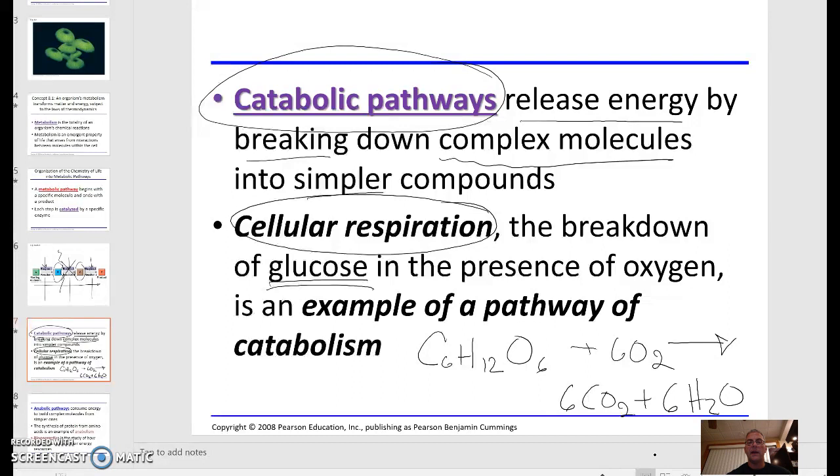If you compare this molecule of glucose with these molecules of carbon dioxide and water, it would be fairly obvious that glucose is a bigger, more complex molecule. So whenever you're taking something larger or more complex and breaking it down into smaller steps, that would be an example of catabolism, or a catabolic process.